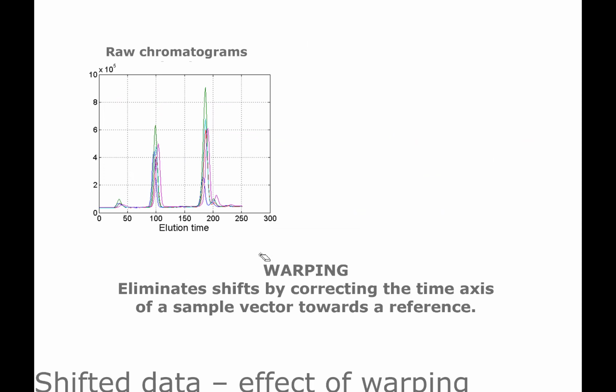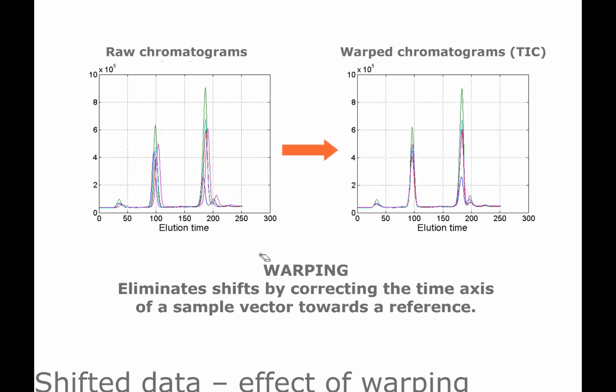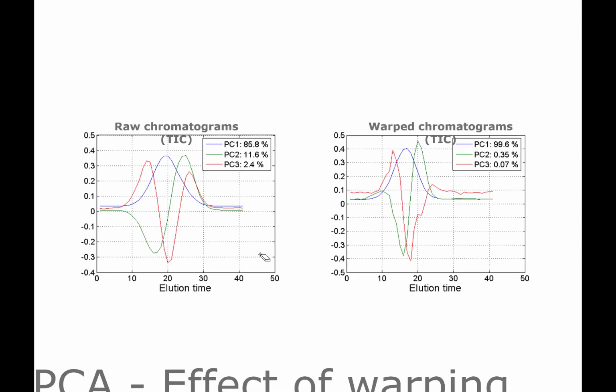by doing COW alignment. So here we have a small data set, some peaks, and you can see that they are misaligned. But once we warp the signals, we get a fairly perfect alignment. And let me show you why this is useful. If I do a PCA on the raw chromatograms and I do a PCA after alignment, you will notice some differences.